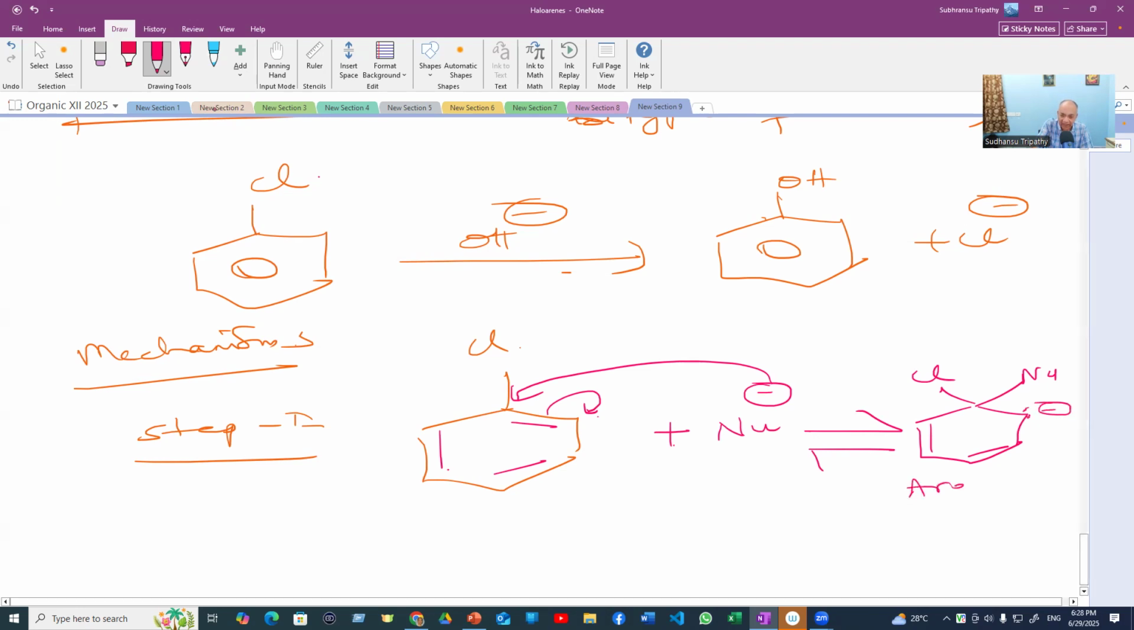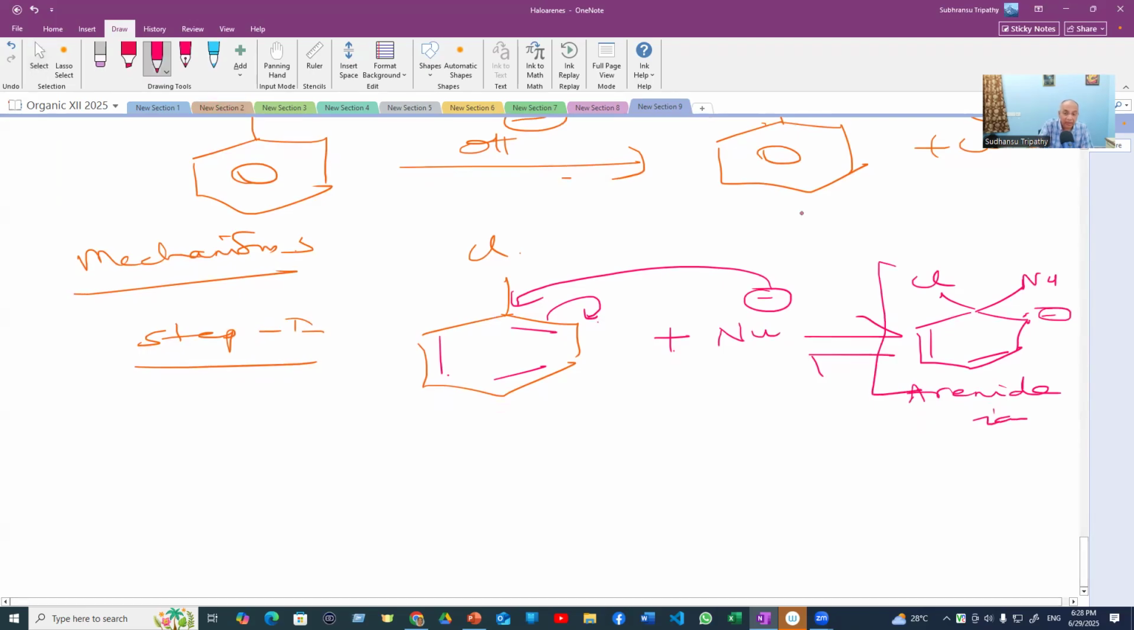This is the arenide ion. It's a carbanion, but it is resonance stabilized. Like arenium ion, this is also resonance stabilized, having two more resonance structures, I'm sorry. This will come and this will come. So you write down the other resonance structures.